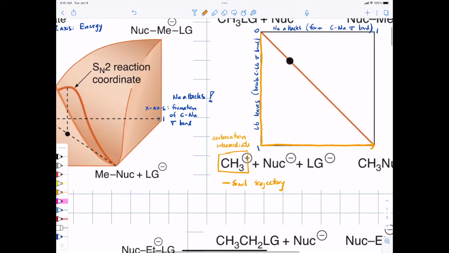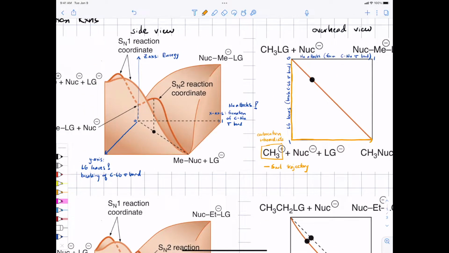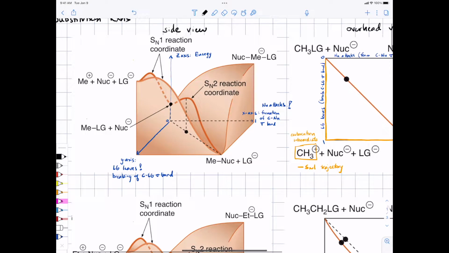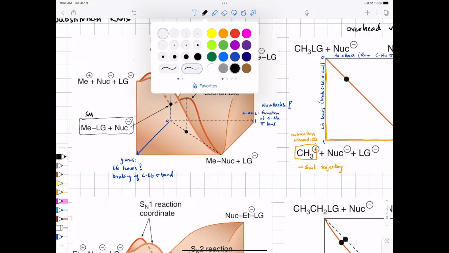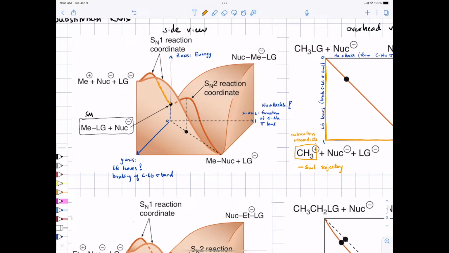Let's look at the plot to our left and see whether the potential energy surface reflects what we would expect for that SN1 pathway or trajectory. So right here is your starting materials. We're at the upper left-hand corner in the overhead view and in this back corner for the side view. And notice we're at a certain energy level. If we move only along the y-axis, we're having the leaving group leave first. I'm just going to highlight that by going up the hill, and then we get to the carbocationic intermediate.